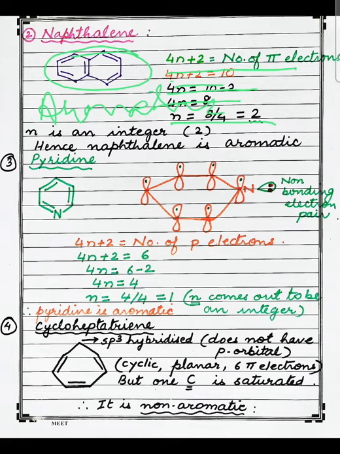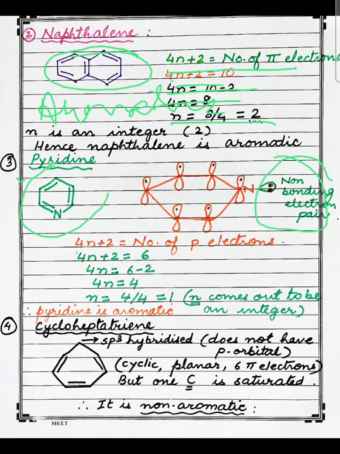The next example is pyridine. Pyridine has 3 double bonds and 6 pi electrons. The 6 p orbitals containing 6 electrons form a delocalized pi molecular orbital, and the unused sp2 hybrid orbital of nitrogen containing 2 non-bonding electrons is left as it is.